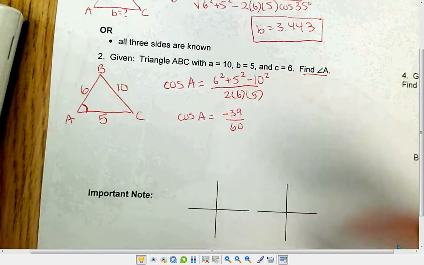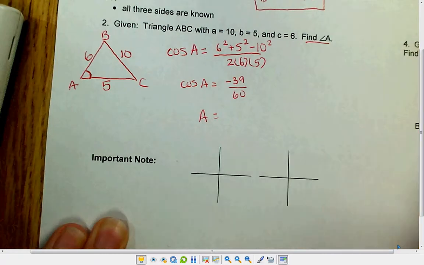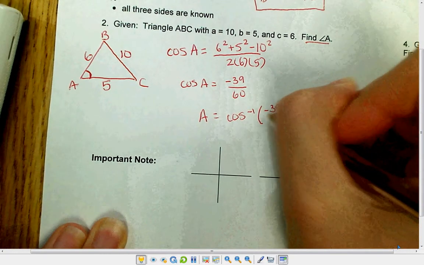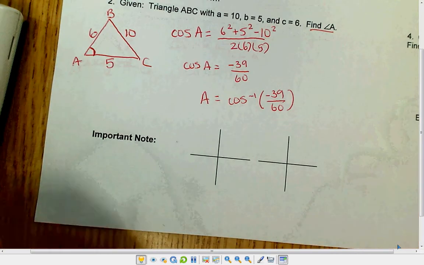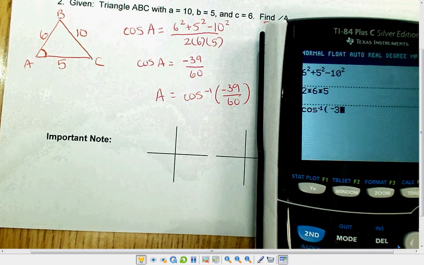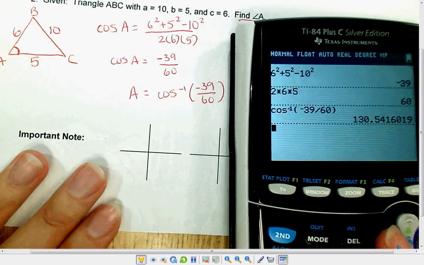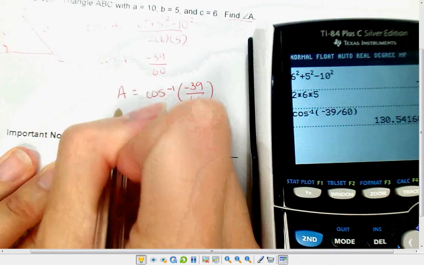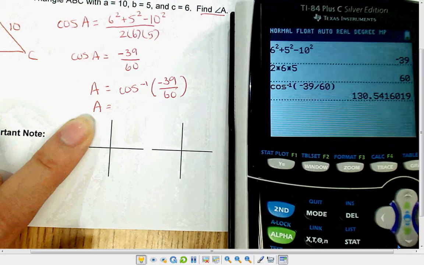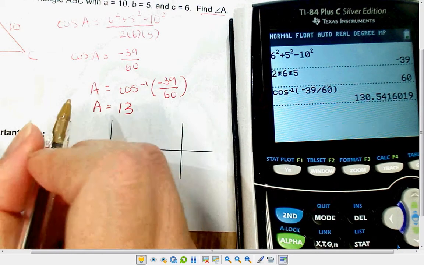And now we're trying to solve for A. So how do we undo the cosine? Inverse cosine. So we're going to do second cosine, negative 39 divided by 60. And that gives us our answer. Because this is angle A, because it's big A, we're going to round to the nearest whole number, because this is degrees, so 131.